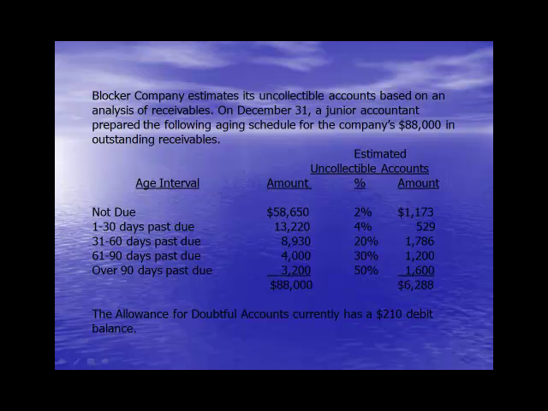Then we take that percentage and multiply it by the respective amounts of receivables to get the amount of the estimated uncollectible accounts. And in this case, it totals up to be $6,288.